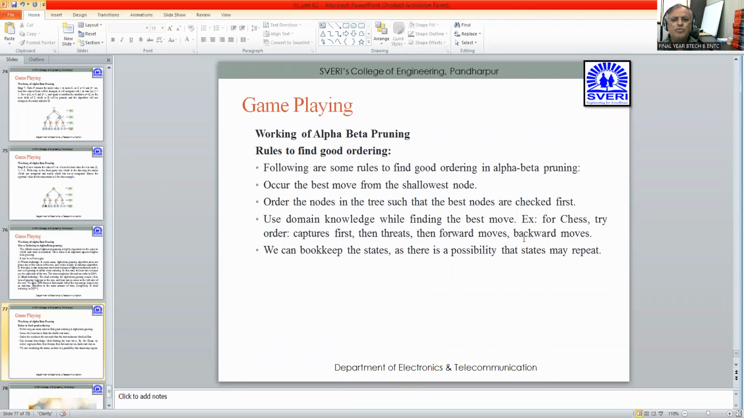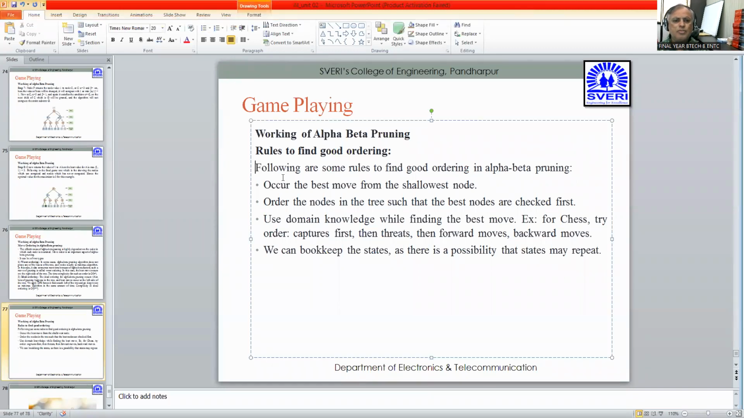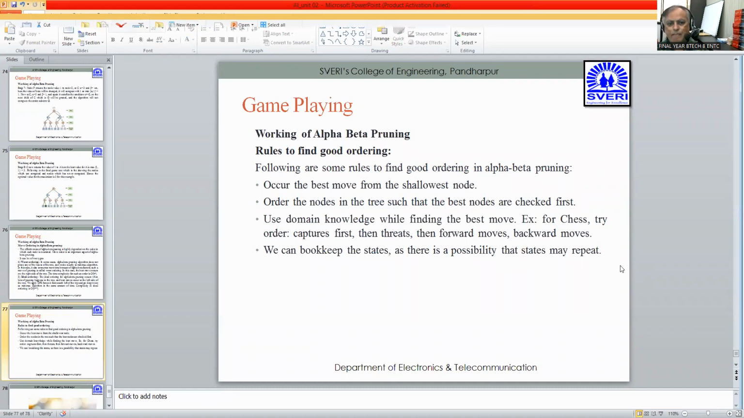Following are some of the rules to find the good ordering in alpha beta. So these are the rules. The first one is to try the best move from the shallowest node. Second, order the nodes in the tree in such a way that the best nodes are checked first. Third, use domain knowledge while finding the best move, such as in chess, the try order: capture first, then threats, then forward moves, then backward moves. So having domain knowledge is very important; if it is there, it will be good.